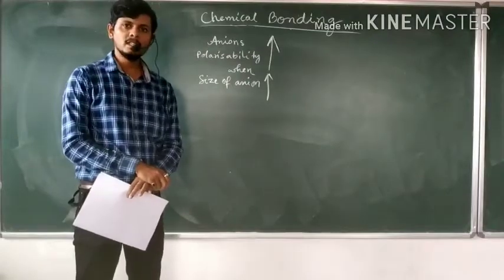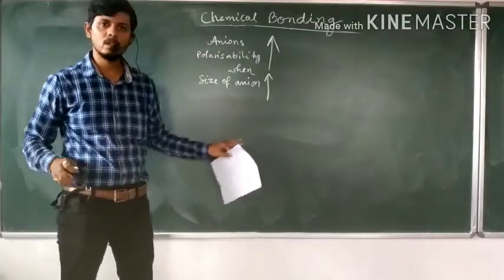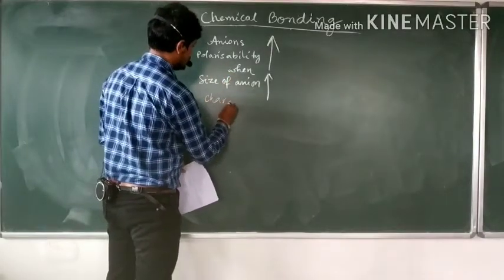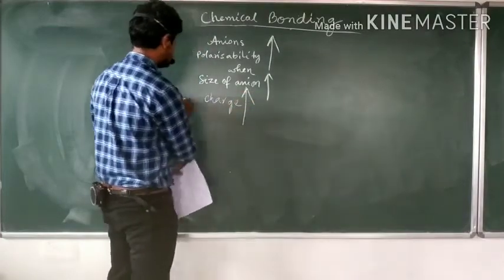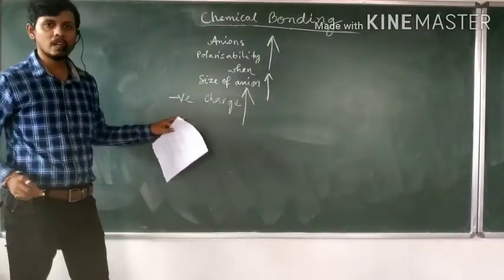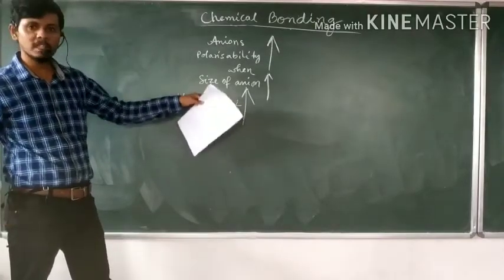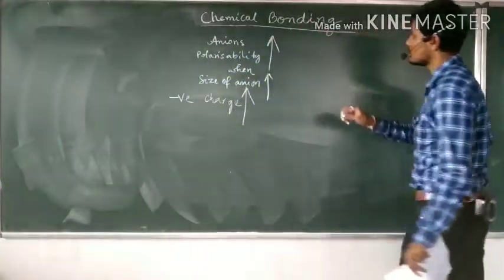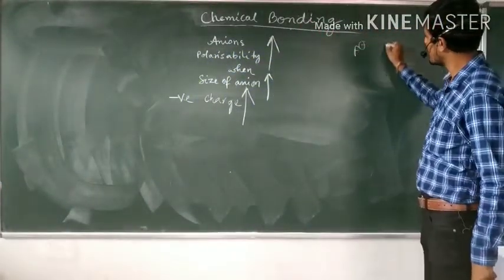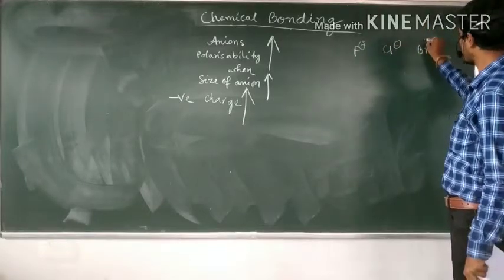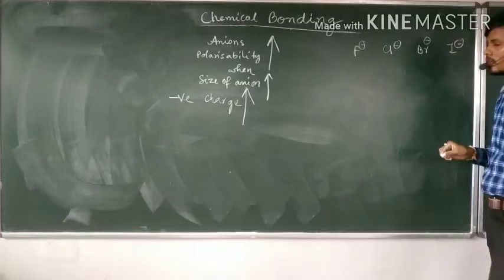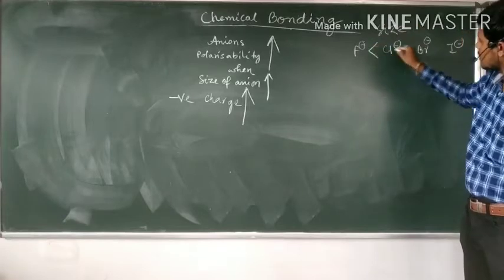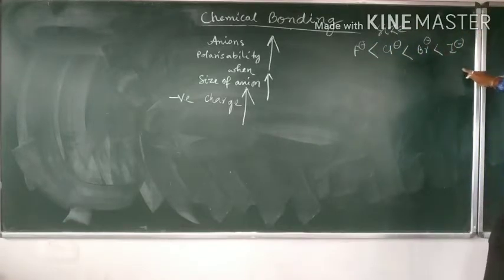Anion polarizability increases when the anion size increases and when the anion negative charge increases. That means if I consider these four anions, F negative, Cl negative, Br negative, I negative, this is the order of size.